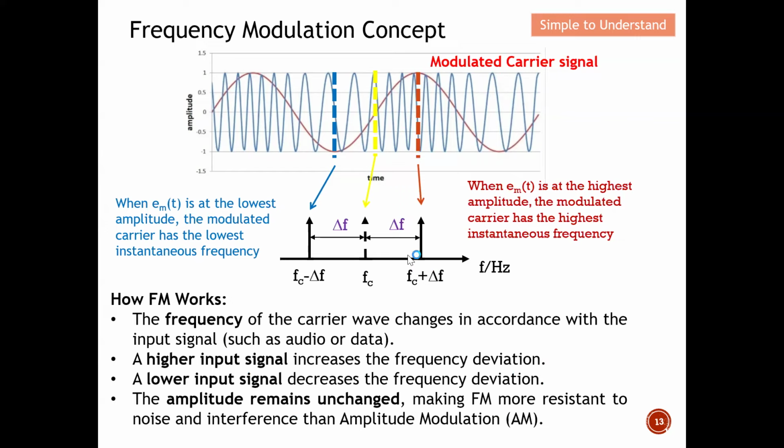So basically this is what I mean. This is with a high amplitude of the modulating signal. This is the lowest point of the amplitude of the modulating signal. But over here you can see that the amplitudes remain unchanged. You can see that they have the same amplitude as the carrier. Because of this, FM is more resistant to noise and interference as compared to amplitude modulation.